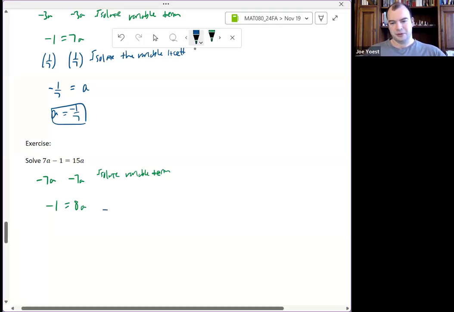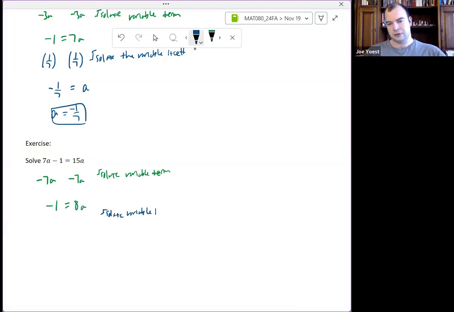I want to isolate the variable itself. My variable a has a coefficient of 8 multiplied onto it. I want to get rid of that, so I use the multiplicative inverse, 1/8, which I multiply onto both sides. 8a times 1/8, that's 1a, or just a. And -1 times 1/8 is -1/8.